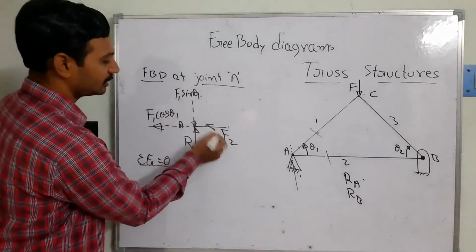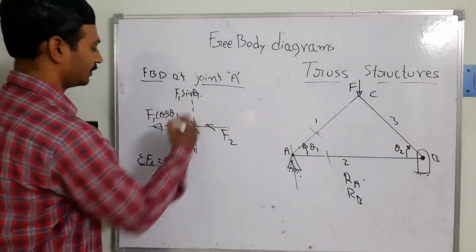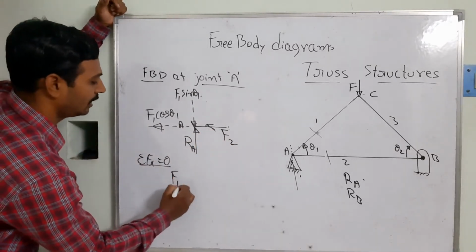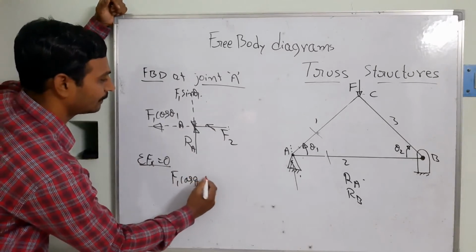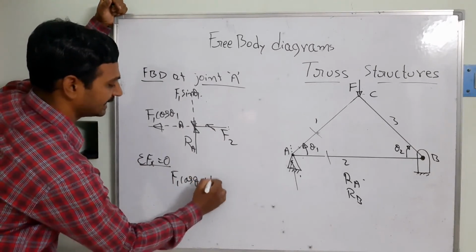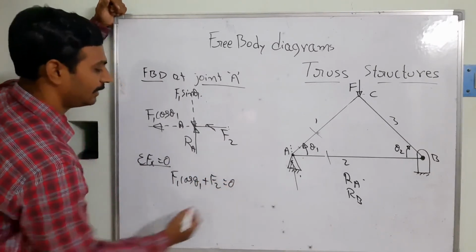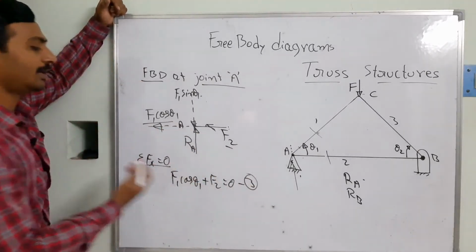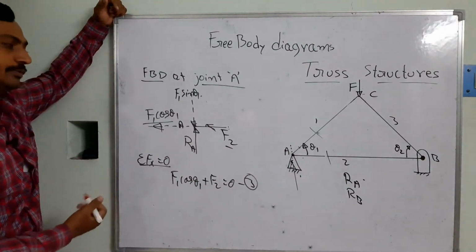And I assume this one is in this direction. So this is also vertical. So the two forces are there in the horizontal direction. That's going to be F1 cos theta 1 plus F2 is equal to 0. This is the third equation we are going to say. F1 cos theta 1 and F2 are in the same direction, so I got them positive, right?